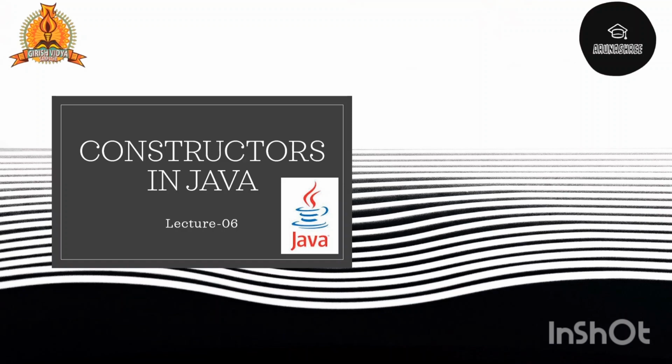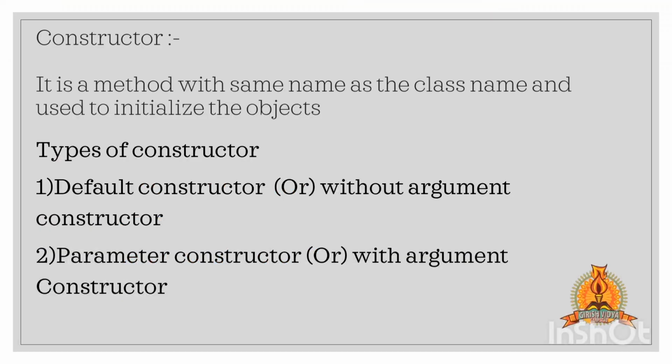Our sixth lecture will be constructors in Java. What do you mean by constructor? It is a method with the same name as the class name and used to initialize the object. It means it has the same name as the class name and initializes the objects. For example, int a equals 10. It helps to initialize the objects, and it is a very special type in an object-oriented programming language.